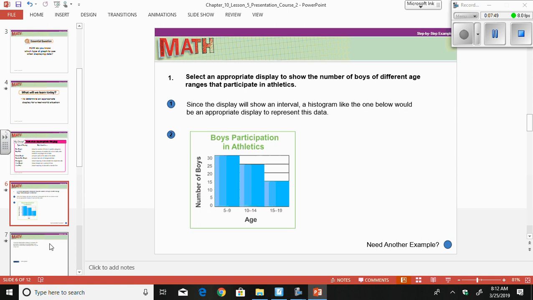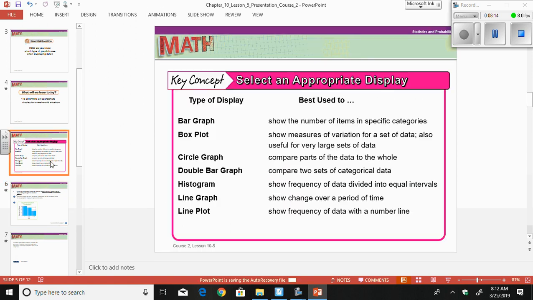Since the display will show an interval, a histogram like the one below would be an appropriate display to represent the data. Okay, yep, histogram, so you can do different age ranges. You can say exactly how many there are. Because you are trying to figure out exactly how many there are, you're showing frequency here.